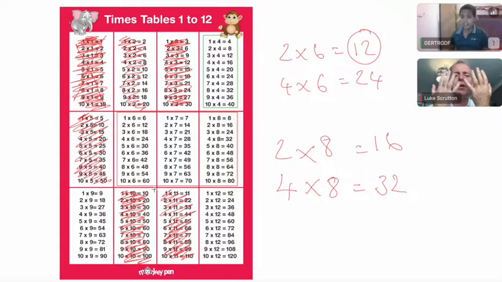So if we do 3 times 9, look, I'll go 1, 2, 3. And here's my tens. How many tens have I got? 2. So that would be 20. And how many units have I got? 7. So that would be 27. What if I did 1, 2, 3, 4, 5, 6? What do you think that might be? Here's my tens. How many tens have I got? 5. And then how many units have I got?